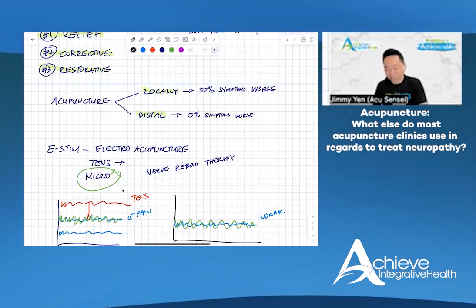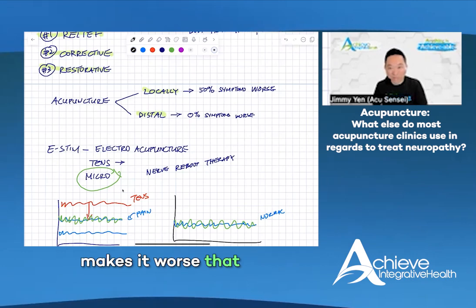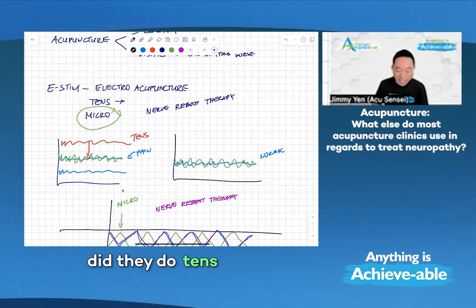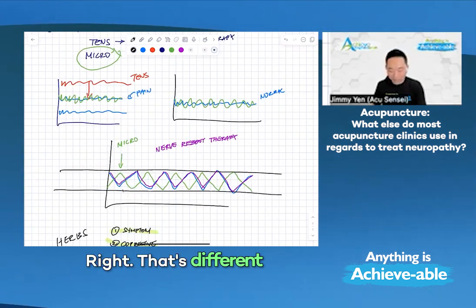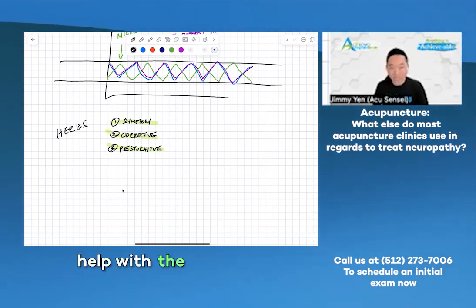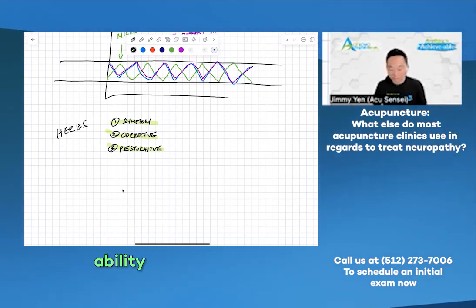So acupuncture, do they do it locally, distally, right? So if you think it makes it worse, it's probably because they did local. Electric stim, did they do a TENS unit? Did they do microcurrent? Did they do nerve reboot, right? That's the difference. Herbs, did they give you herbs to just help with the symptoms, or did they actually correct the problem, or restore their body's ability to heal itself, right?